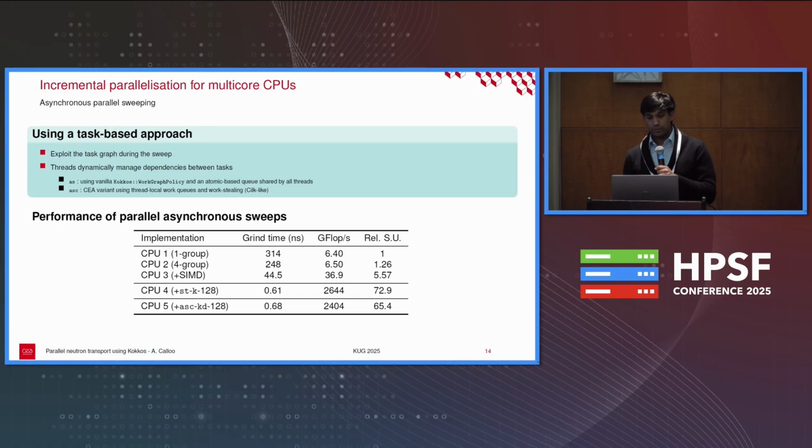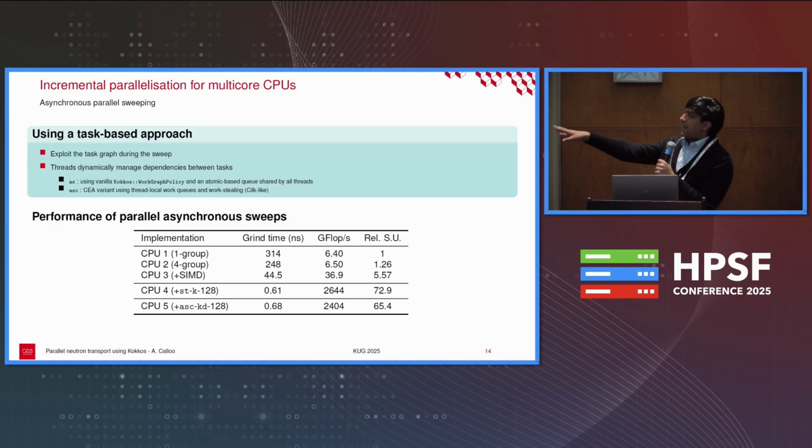So this is where we've used a task-based approach using static task graphs. In this case, we've used the Kokkos work graph policy. We've done two things with this. We've done the vanilla Kokkos work graph policy, which has an atomic-based queue which is shared by all threads. And then we've also worked a little bit. So the results, I'll show you the results, and I'll show you what we've done afterwards.